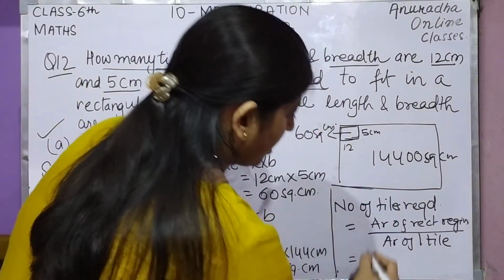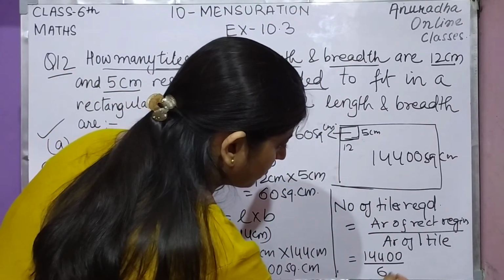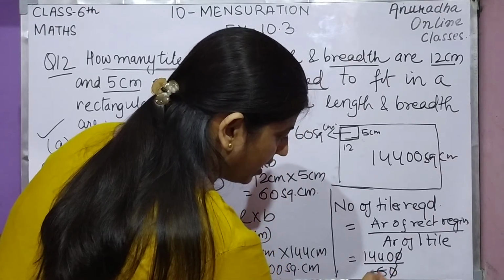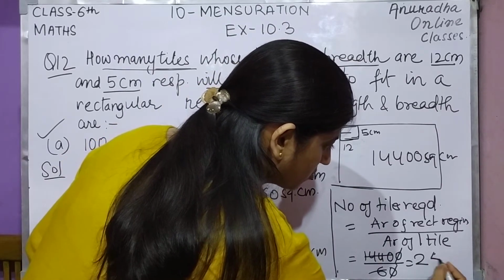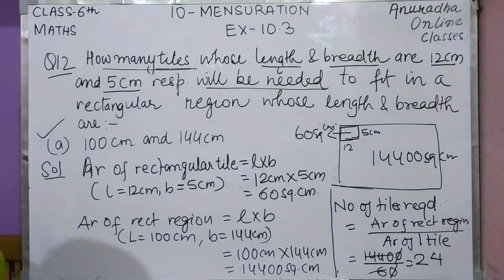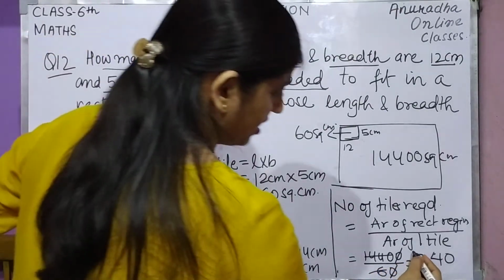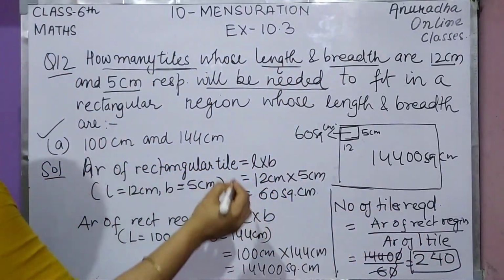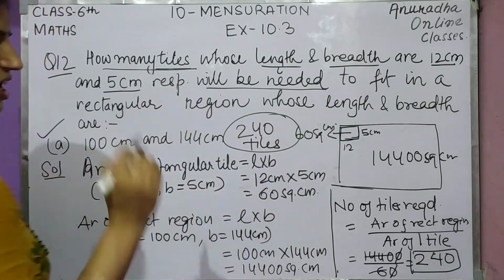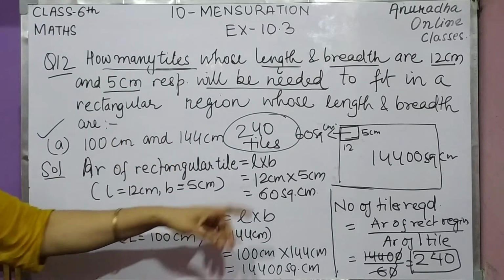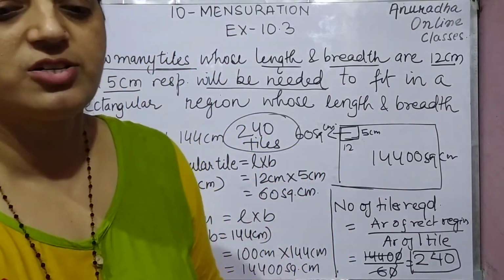In this way we can find out 14400 divided by 60. That is equal to 10 10 cancel and 6 2s are 12, 6 4s are 24, 6 3s are 18, 6 4s are 24. So this is 240. So, how many tiles are required? 240 tiles are needed. अगर region is इतना है, that means we need 240 tiles. Okay, let's do its B part.